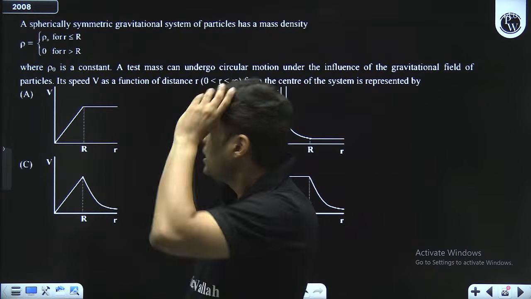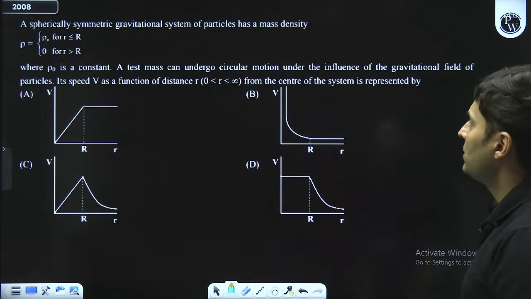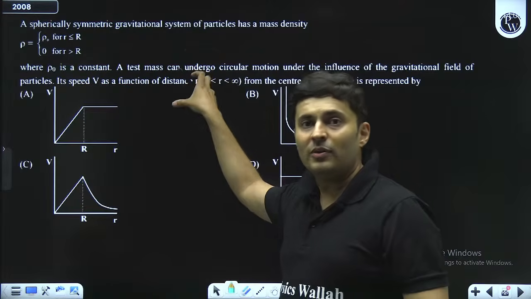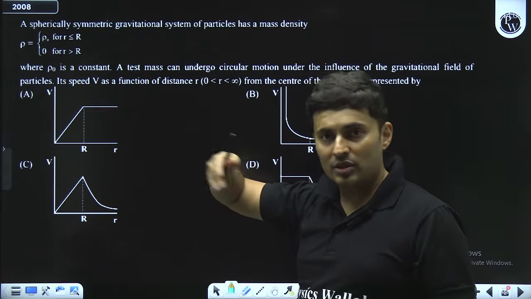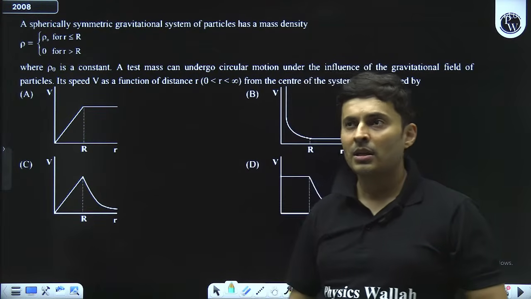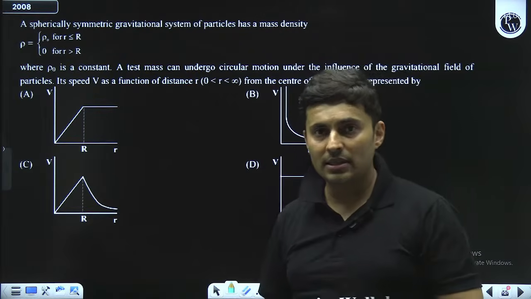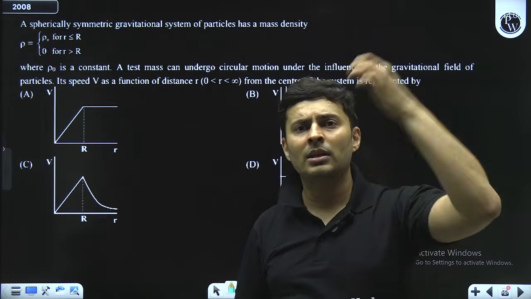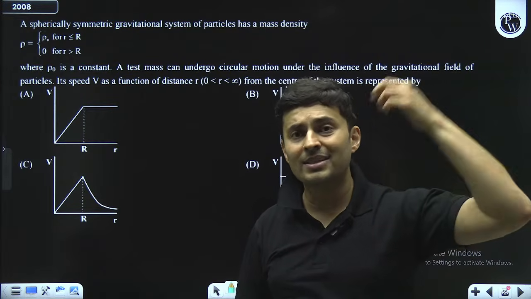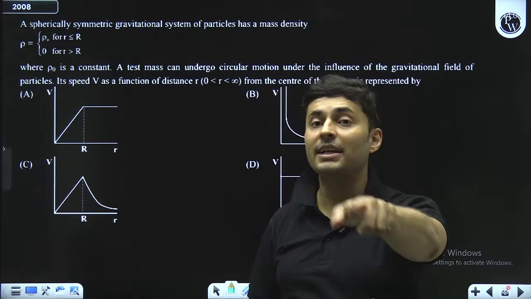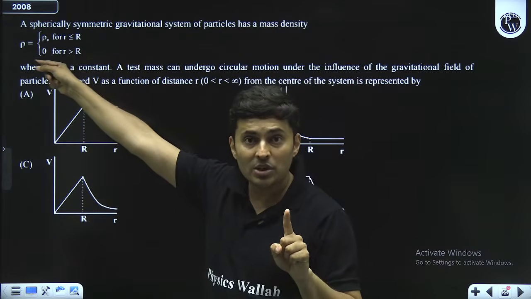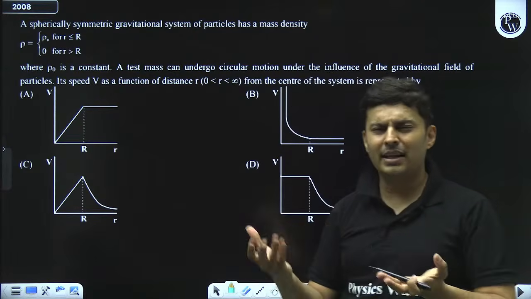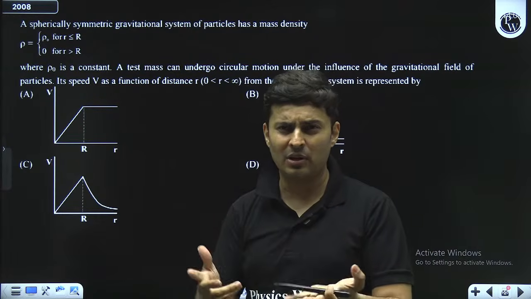Okay. A spherical symmetrical gravitational system has mass density. This pattern of question is also a favorite of IIT Roorkee. I analyzed all the papers. Once they asked about gravity like this, and then they asked about some n number of particles in a gravitational field revolving with the same kinetic energy. That's a 2019 question. This is a 2008 question. You can see a lot of similarities. Here this is graphical. There they asked, if I'm not wrong, the number of particles revolving or something.